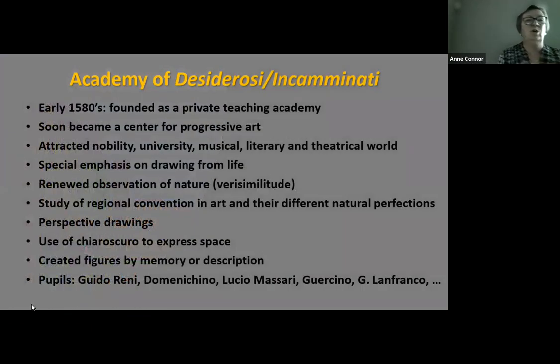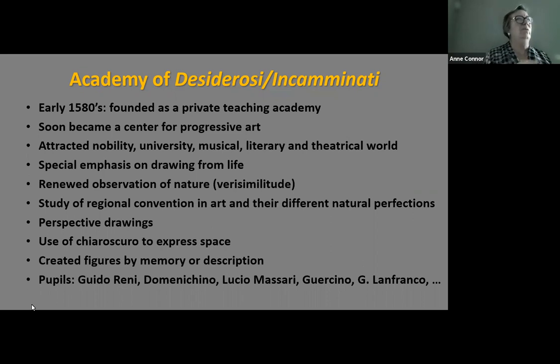The academy that was founded in Bologna at first was called the Academy of the Desiderosi, which means the ones that are desirous of fame and learning. And very quickly the name was turned into Incaminati, which means the Academy of the Progressives. It was founded in the early years of 1580, and it very soon became a center for progressive art. It attracted not only artists, but also nobility, university people, scholars, musical people, literary and theatrical work.